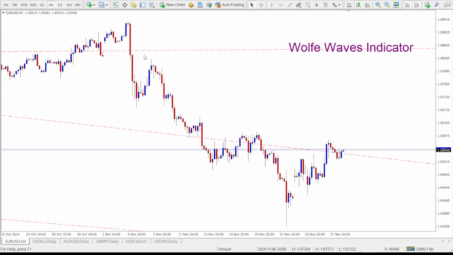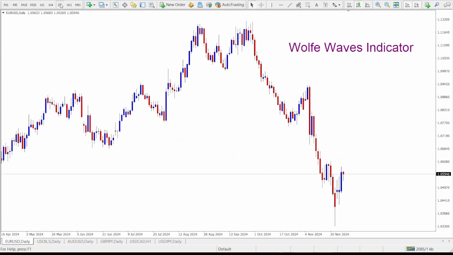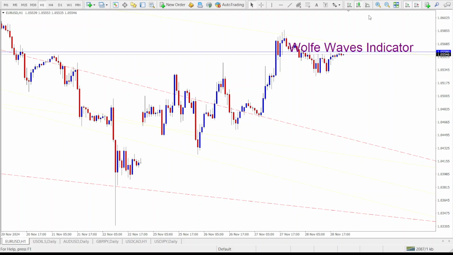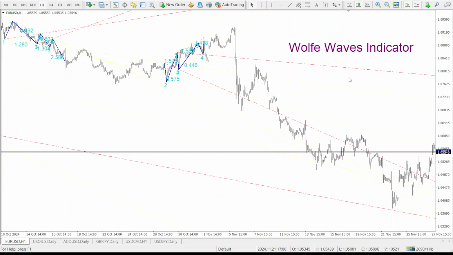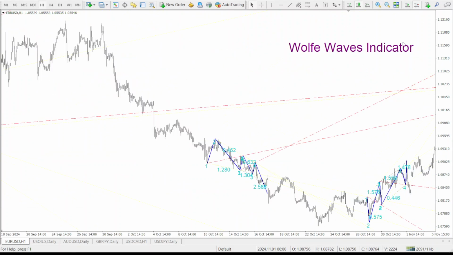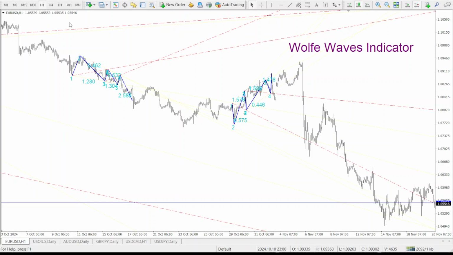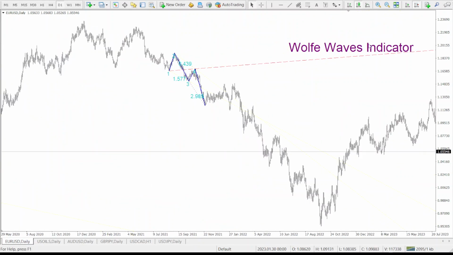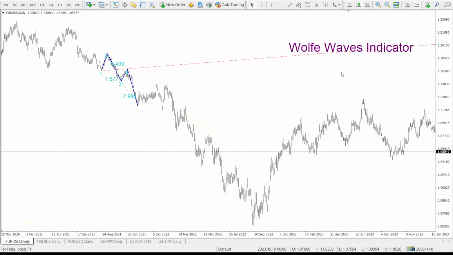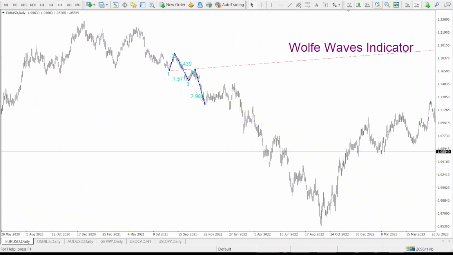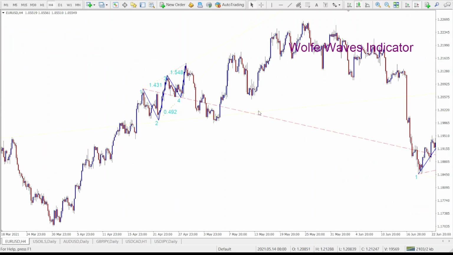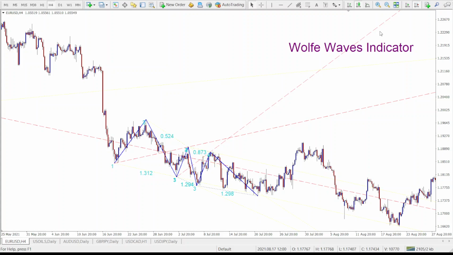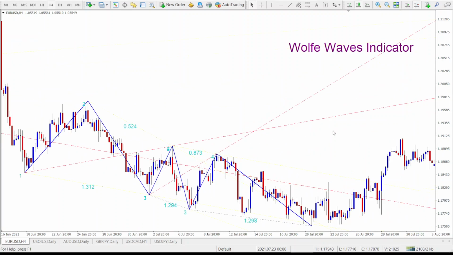Okay, so the Wolfe Waves indicator is quite a straightforward indicator, as we can see these patterns displayed on the chart. Let me go to a smaller time frame and zoom in.